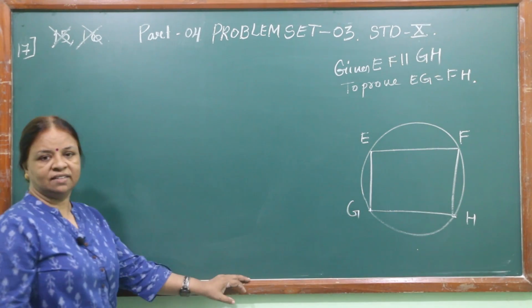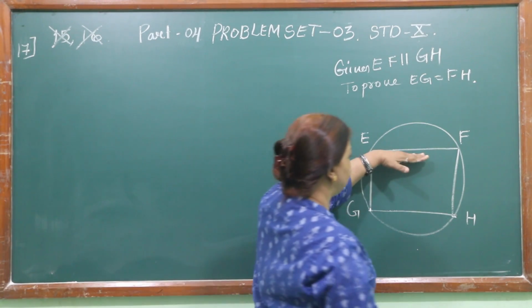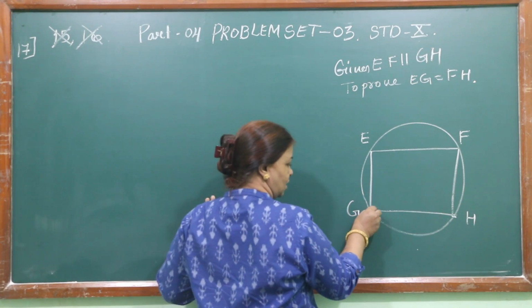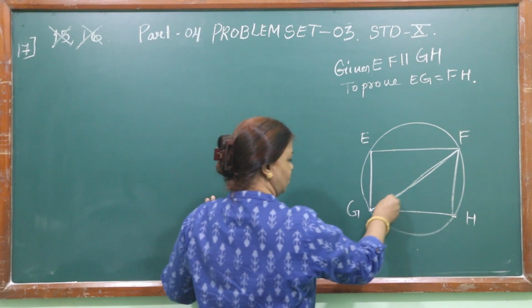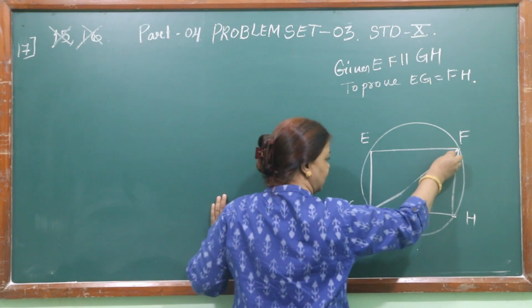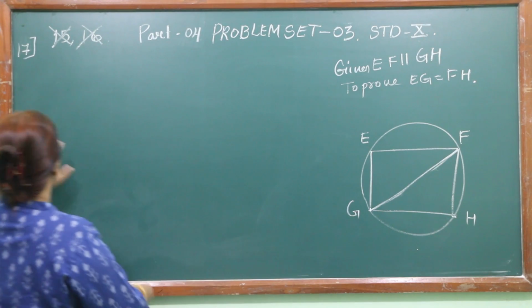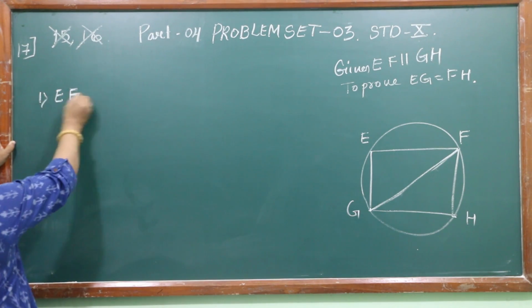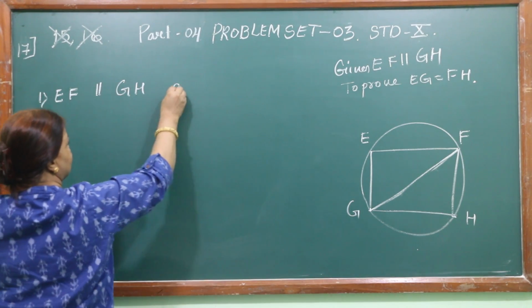First we should understand, children, and then we can do it. See, EF is given parallel to GH. Here the line is already drawn, and it is mentioned that EF is parallel to GH. Let us write the first point: EF is parallel to GH, and the reason is given.